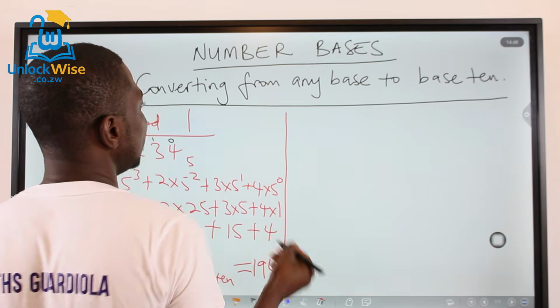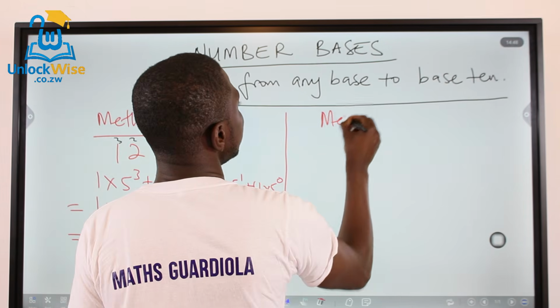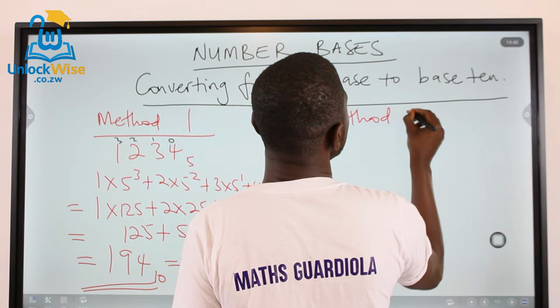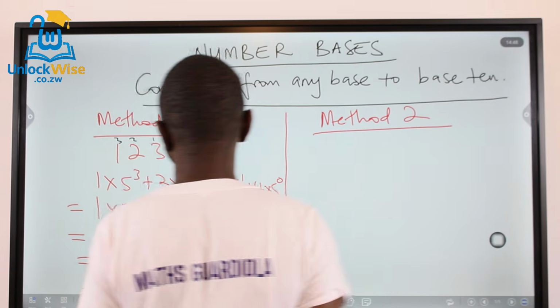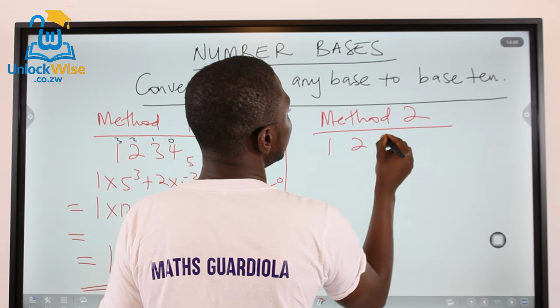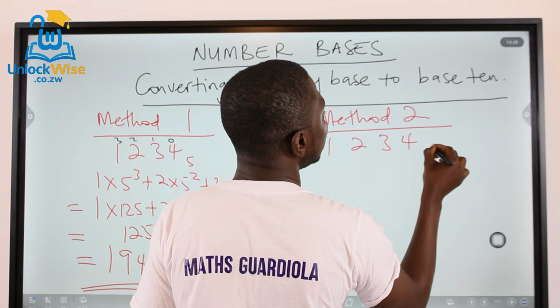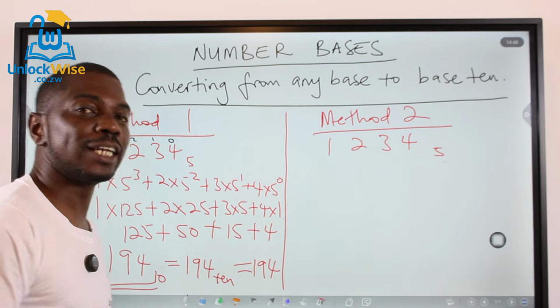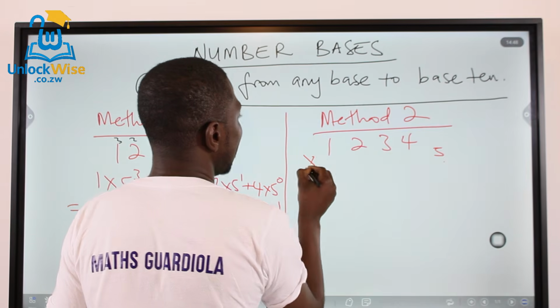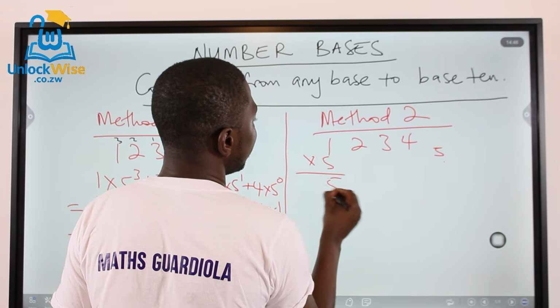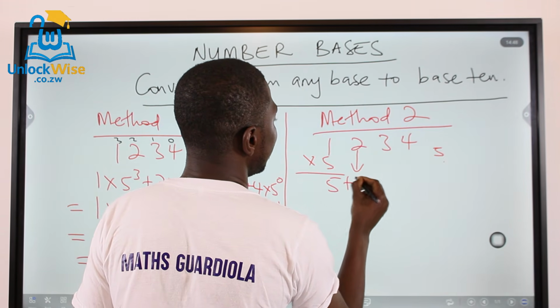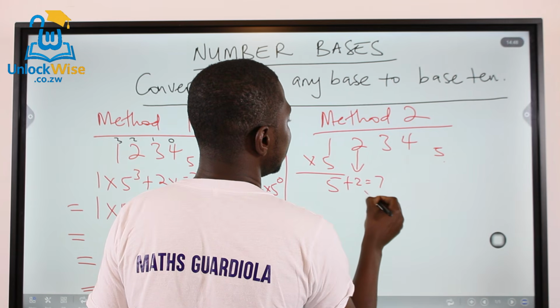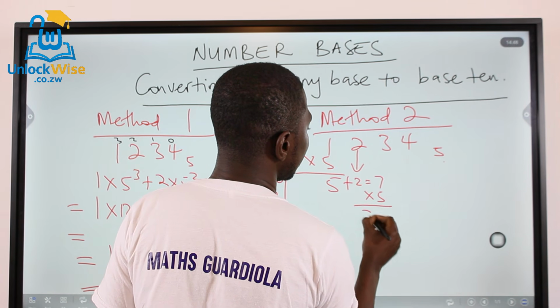Okay, so there is also method 2, which I mentioned as repeated multiplication. We have 1, 2, 3, 4, which is in base 5. So what we do here is we will multiply by the base until the last number. So 1 times 5, you will get 5. You add the next number, you will get 7. Then 7 multiplied by 5, you get 35.